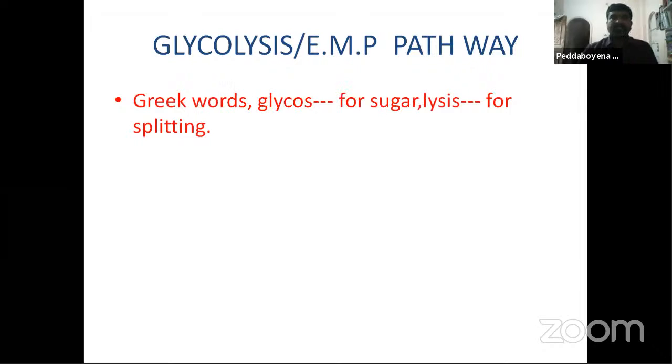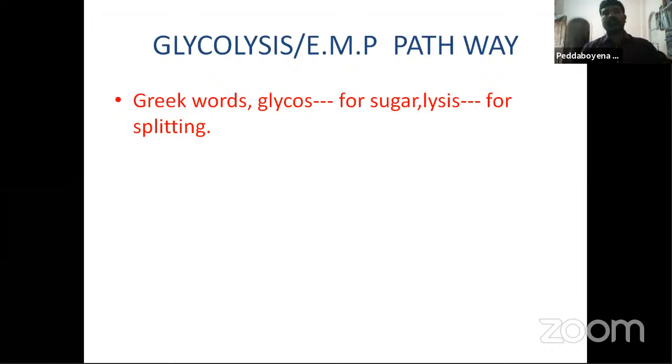Glycolysis is very important for the 8 marks, and it occurs in both aerobic and anaerobic respiration. The word glycolysis is derived from Greek: glyco means sugar and lysis means splitting. So glycolysis means sugar splitting. It is also known as the EMP pathway.